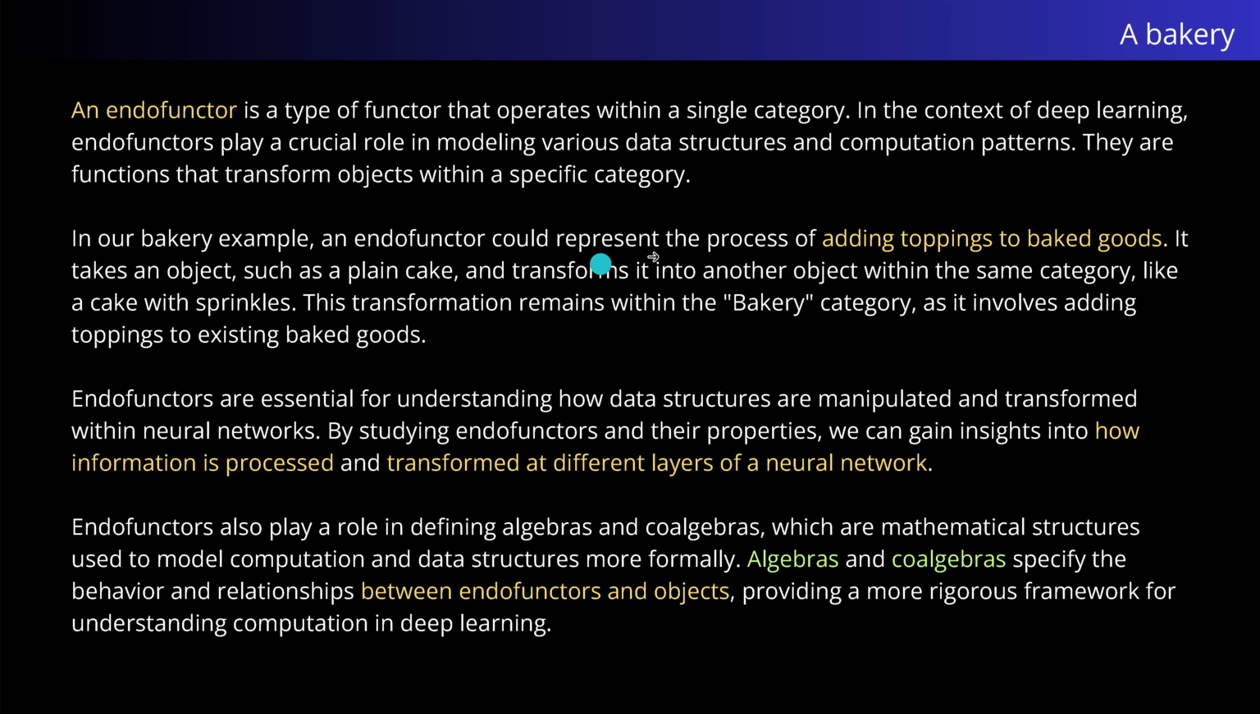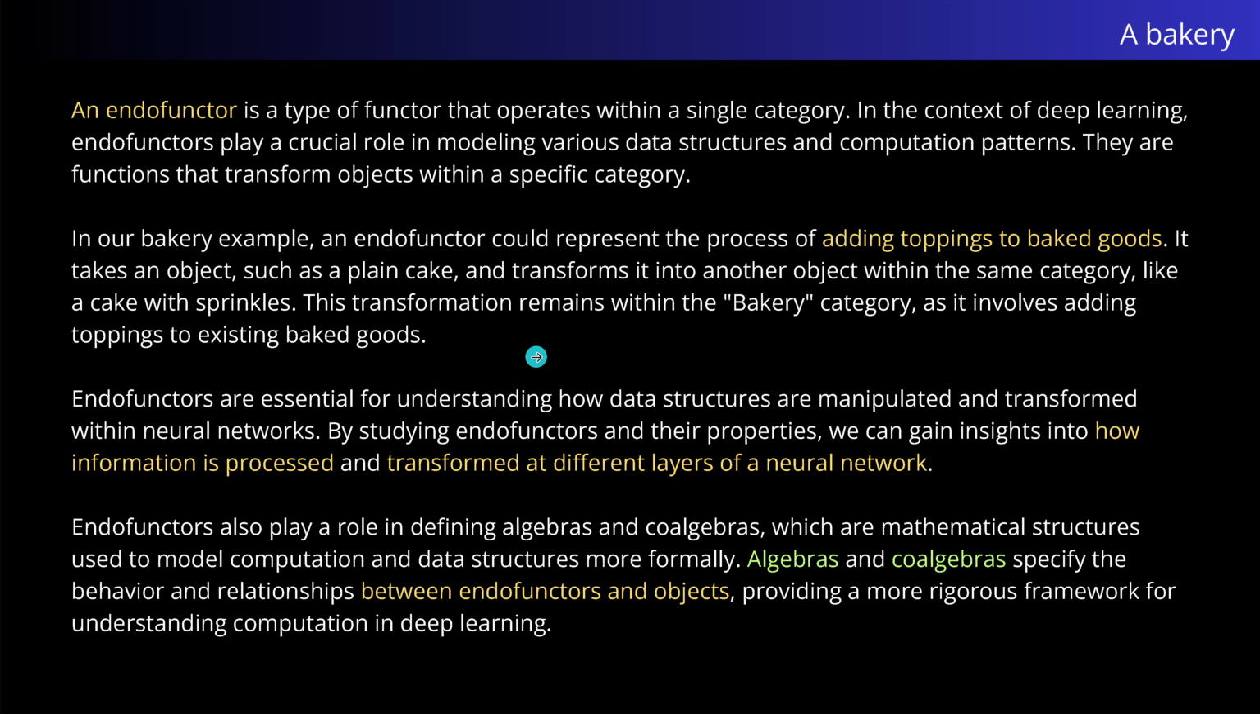In our example, an endofunctor could represent the process of adding toppings to baked goods. It takes an object, such as a plain cake, and transforms it into another object, but within the same category, our bakery shop, like a cake with sprinkles. So, this transformation remains within the bakery category. If we say, okay, now in the bakery category we also have cakes, and it involves adding toppings to existing baked goods. You see, a very simple example, but you get a feeling what this is.